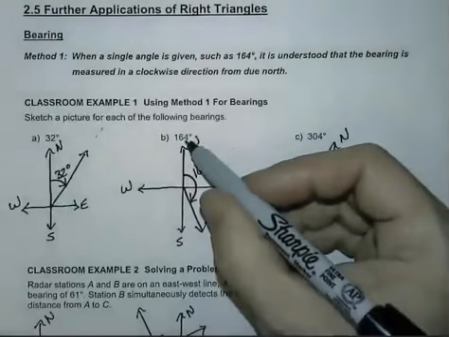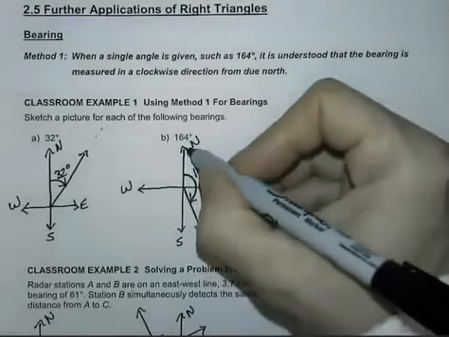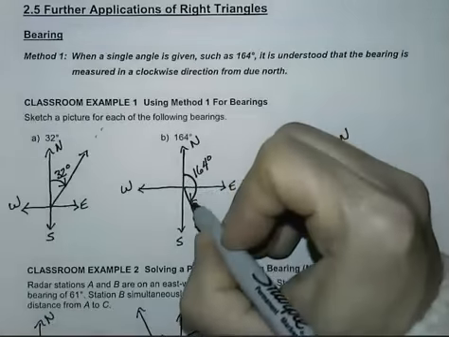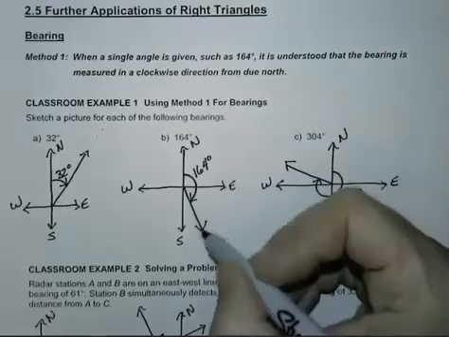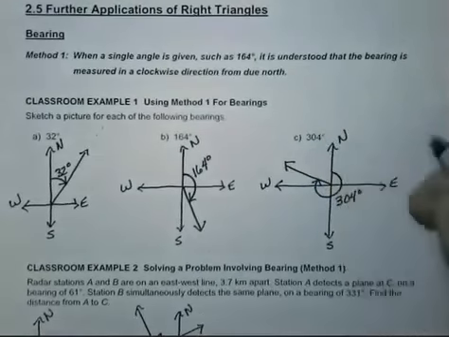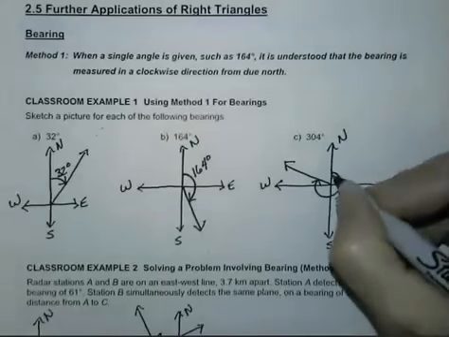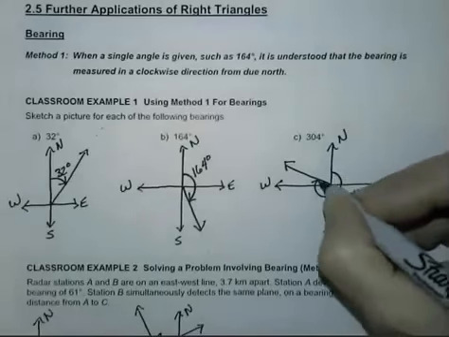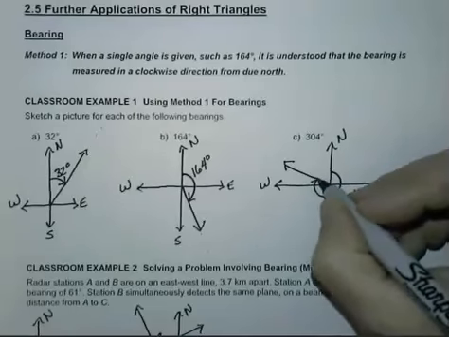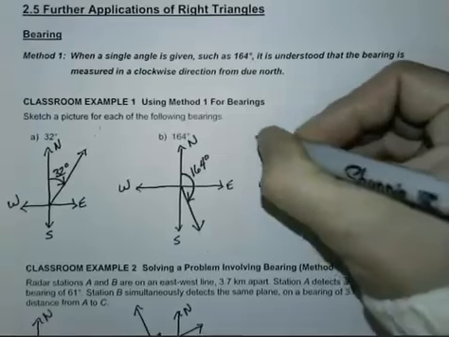If we have 164 degrees, again we're starting from due north and going around 164 degrees clockwise. That puts us somewhere between south and southeast. And last of all, if we have a bearing of 304 degrees, we're starting from due north, going around clockwise 304 degrees. That puts us a little bit past 270 degrees, which would be over here. We'd be going off in this direction.